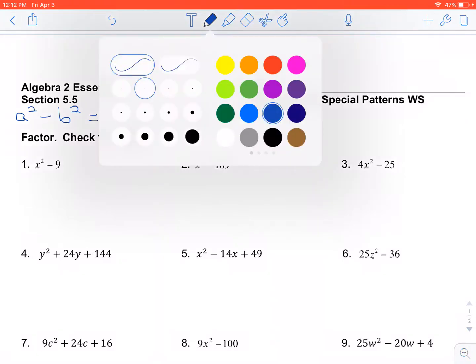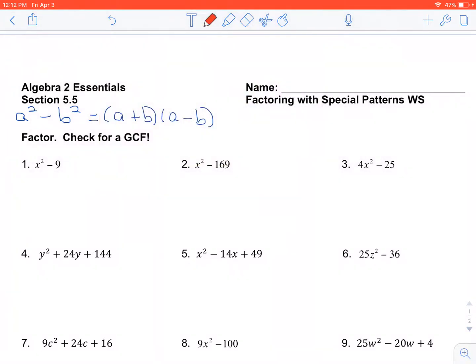The other pattern is a trinomial, and that's when there are three terms, so a squared, either a plus or a minus 2ab, and then plus b squared. We factor that with a and then either a plus or a minus b, and squared.